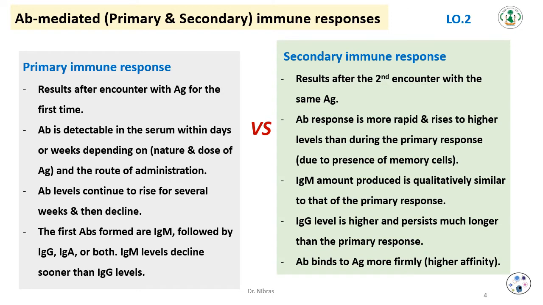Antibody-mediated primary and secondary immune response. Primary immune response results after encounter with the antigen for the first time, while the secondary immune response results after the second encounter with the same antigen. Antibody in primary immune response is detectable in the serum within days or weeks, depending on the nature and dose of antigen and the route of administration. While in secondary immune response, antibody response is more rapid and rises to higher levels than during the primary response due to the memory cells.